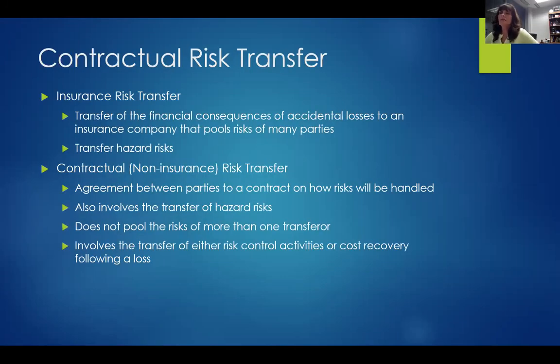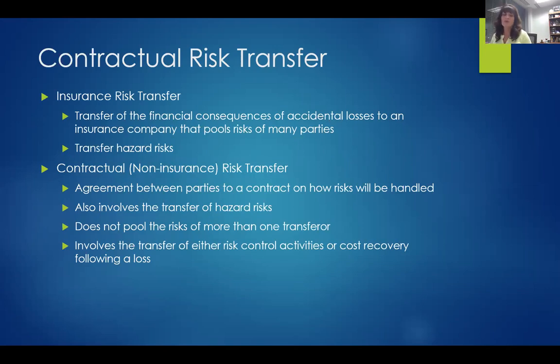Just to compare the two, insurance risk transfer versus non-insurance risk transfer. The first one being that the financial consequence of any accidental loss is actually transferred to that third party, the insurer, who's taking a variety of different parties and pulling those risks together. They're also working on transferring different hazard risks. Contractual is the same way. It involves the transfer of hazard risks, but the agreement is between parties that are involved in a contract and how they determine how risks will be handled if they occur.